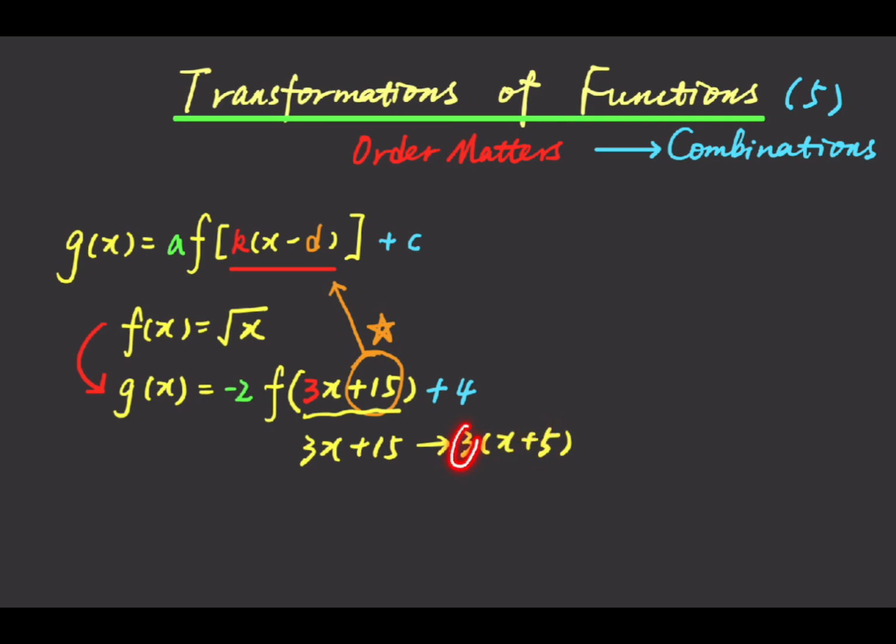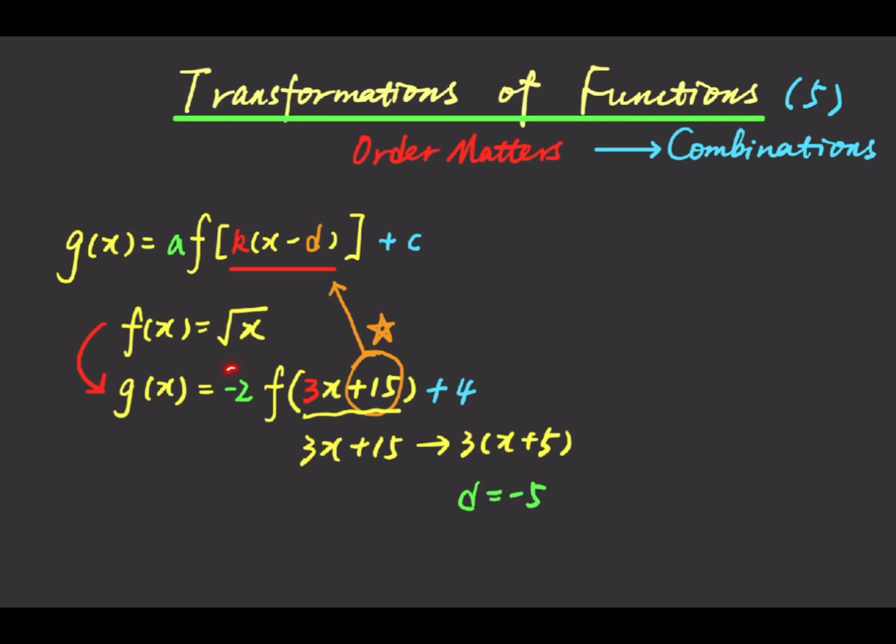That is to say, 3 must be the coefficient of the whole bracket. It should not be the coefficient of x. If you are given 3x plus 15, the first step, you need to transform this expression into this expression. That is to say, here, 3 is k. x is x. Here, minus d. But in our example, plus 5, so d equals -5.